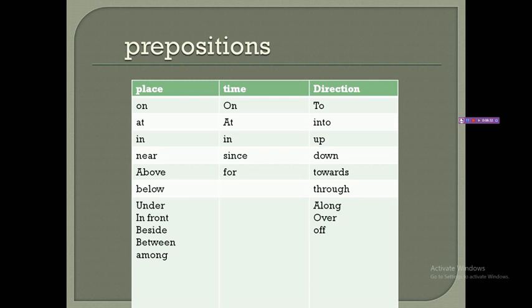In this way we can have the correct use of prepositions in our day-to-day communication, as well as in grammar. We need to be very careful about the use of prepositions. For that purpose we have to learn where to use certain prepositions. There are three categories: prepositions of place, time and direction, and it is very necessary that we learn all of these.